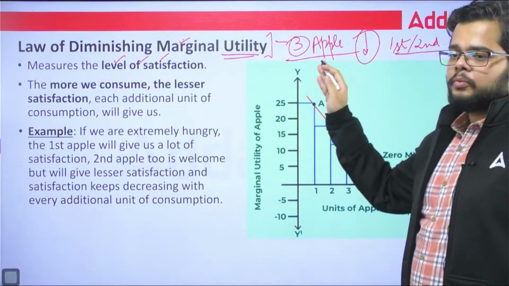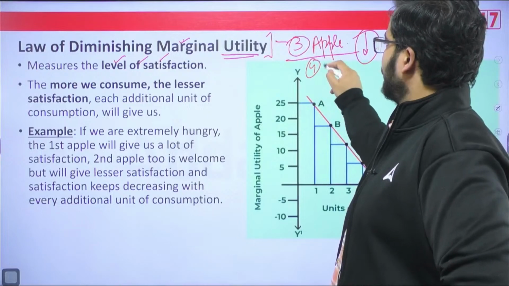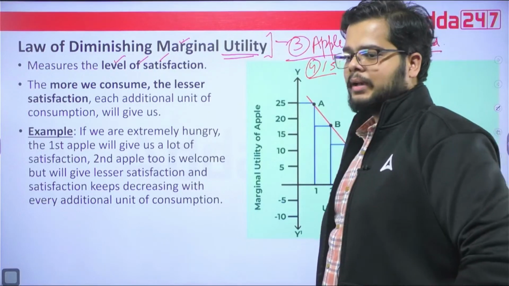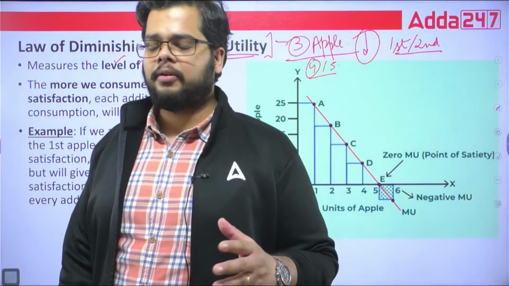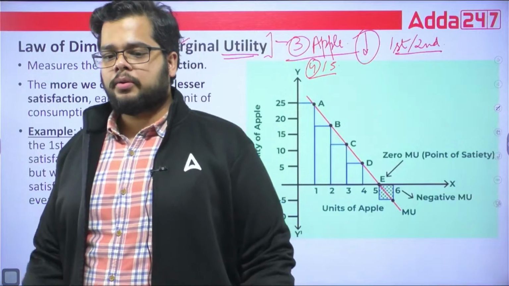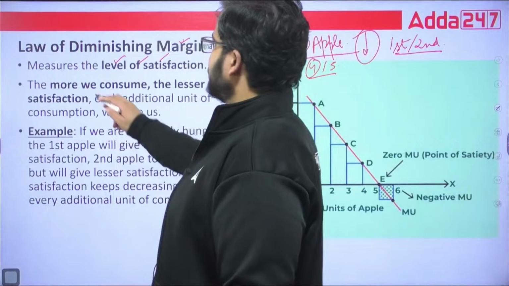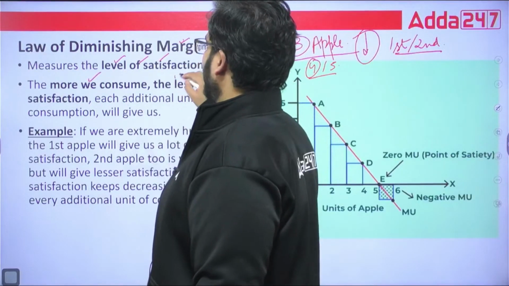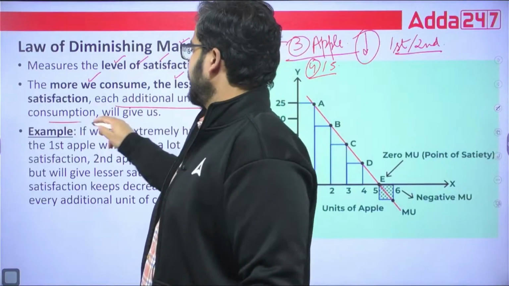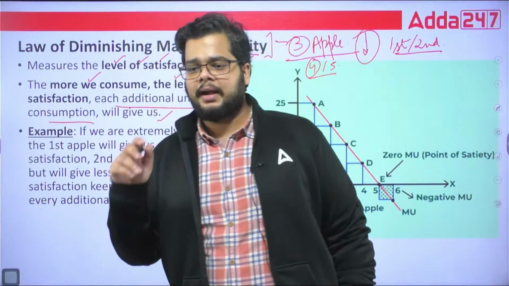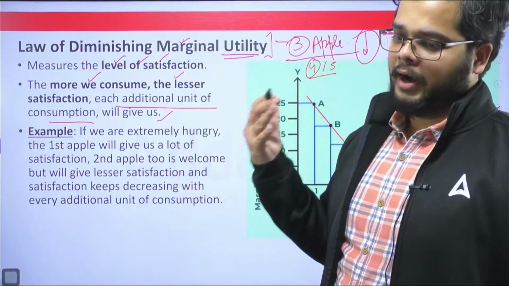And if I continue to offer you apples and you continue to eat them, apple number 4, apple number 5, what will happen? Ultimately, there will be a negative impact on your health, or for that matter, your level of satisfaction. So the law of diminishing marginal utility says that as we consume more, we are less satisfied. Each additional unit of consumption will give us lesser and lesser satisfaction as we consume more and more.